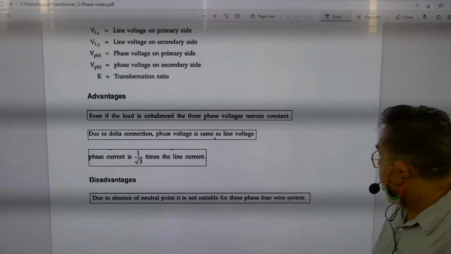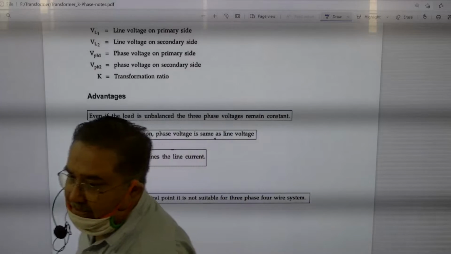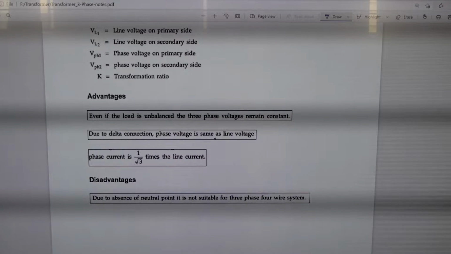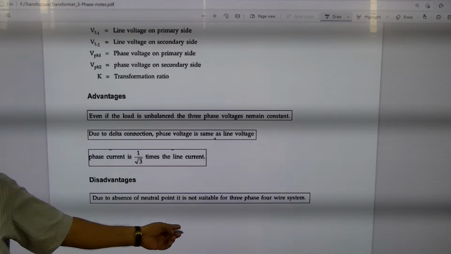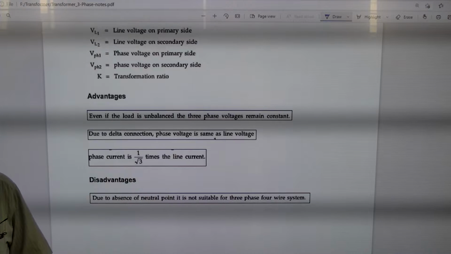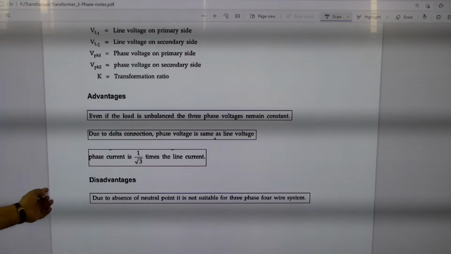So what is the disadvantage? Because there is no neutral, because of the absence of the neutral, this system cannot be used for a distribution system. Distribution में हमें क्या चाहिए? फेज भी चाहिए और न्यूट्रल भी चाहिए, but no provision of neutral is there.